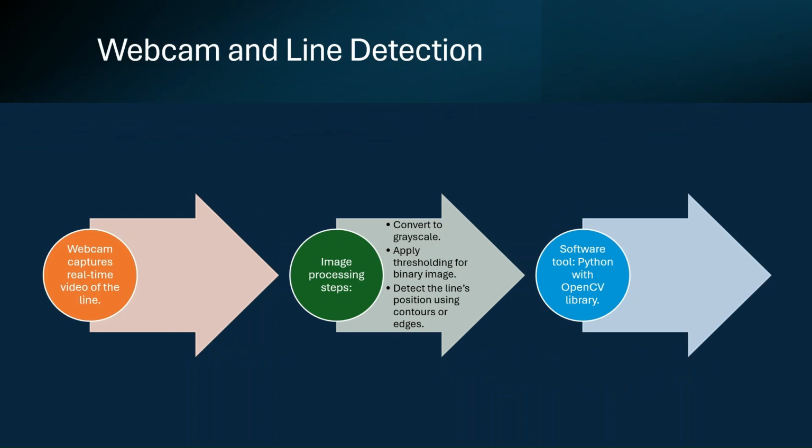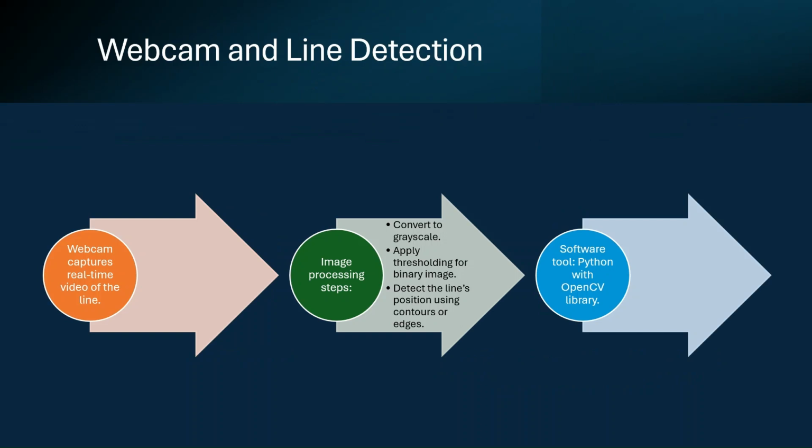Okay, so webcam and line detection. We're going to use the webcam to capture real footage of the line. OP3 will see this while he is moving. He is then going to convert to grayscale and apply a thresholding for the binary image. This will basically make a full black image with the line showing up as a white line. So he will only see any color that matches the line.